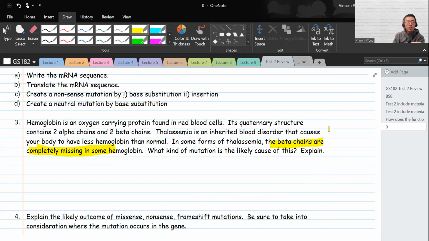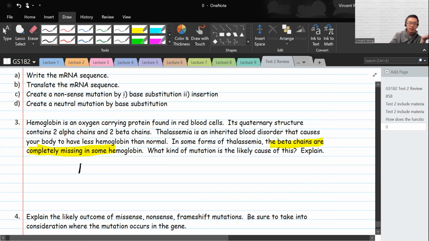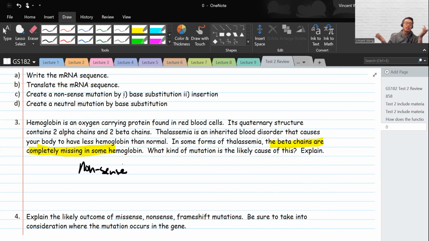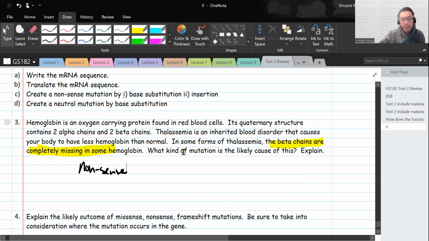And the nonsense mutation could be a result of deletion, could be a result of insertion, right? It could be a result of base pair substitution. But the key thing to say here is that there has to be a nonsense mutation somewhere. Remember, nonsense is a stop codon, right? So if you prematurely stop the translation process, you're going to lose a whole chunk of protein, which is actually what happens in thalassemia. All right, pretty serious stuff.